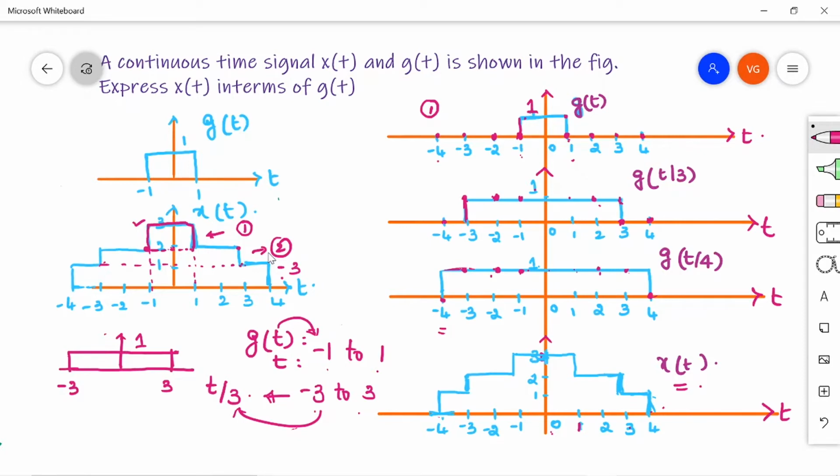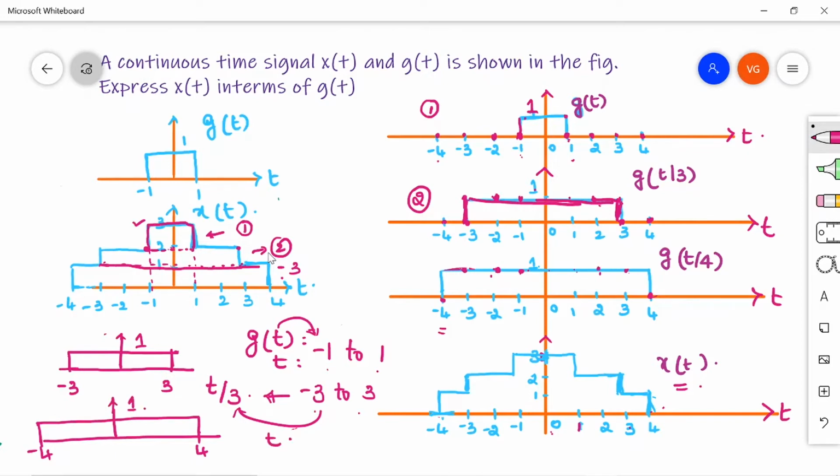So g of t is from -1 to 1. G of t by 3 is nothing but the same signal extended from -3 to 3. Right? So this is the signal I have. Then g of t by 4, that is nothing but the last step, the third step. This is the second layer, and in the third layer you have the same signal extended from -4 to 4. That range of t is -4 to 4 with an amplitude of 1, right?